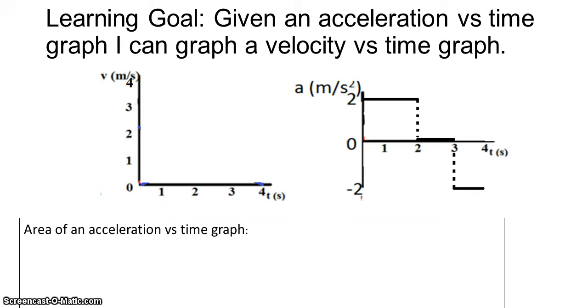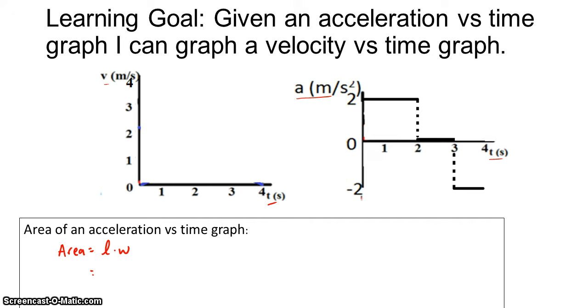So with this learning goal, we want to go from an acceleration time graph to a velocity time graph. Given an acceleration time graph, I can graph a velocity versus time graph. So let's look what happens if we take the area of this graph. Let's just see what will happen. Area is length times width. For this, it's a rectangle.